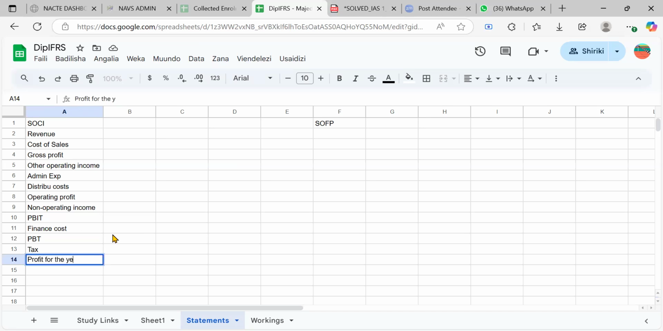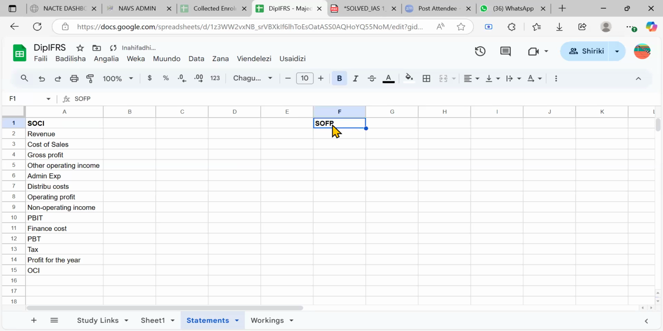After having profit for the year, we'll have other comprehensive income, and you would know that maybe the revaluation gains will come there. I hope you got that point.